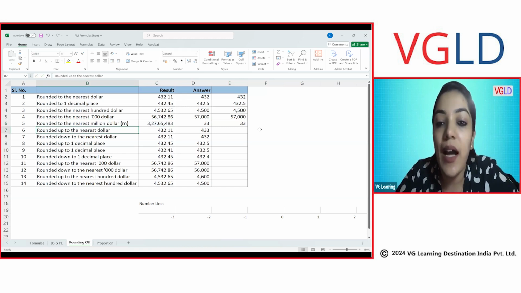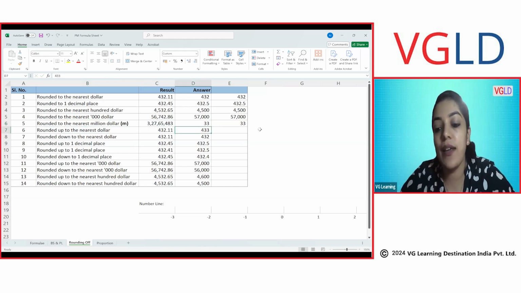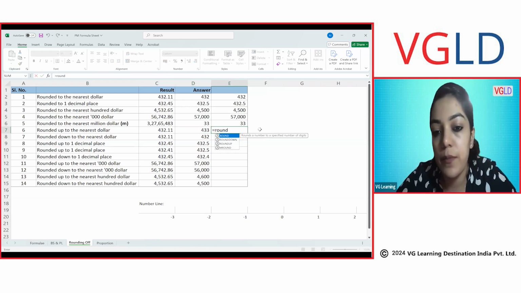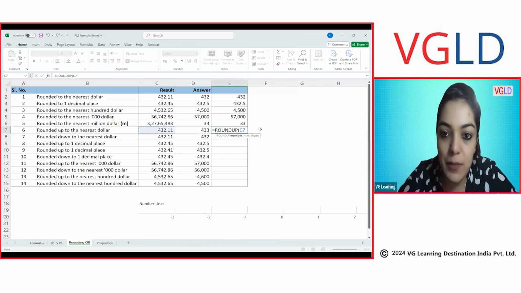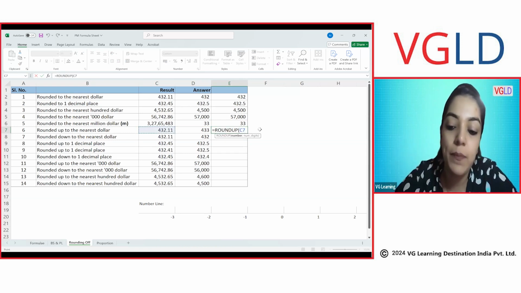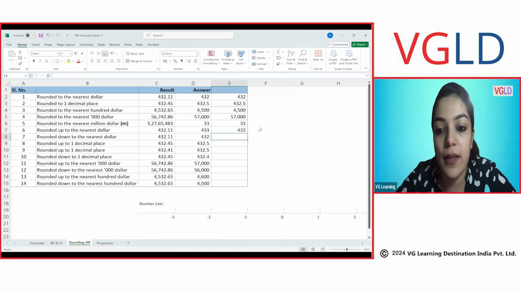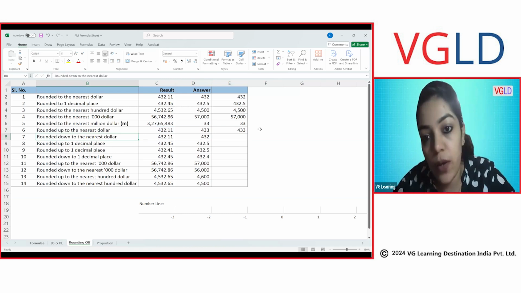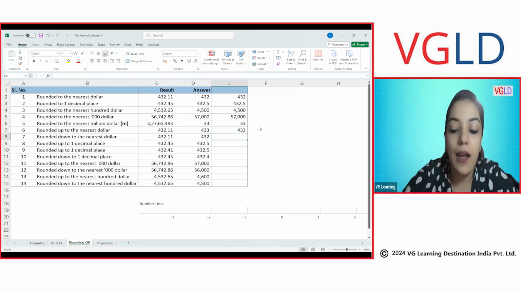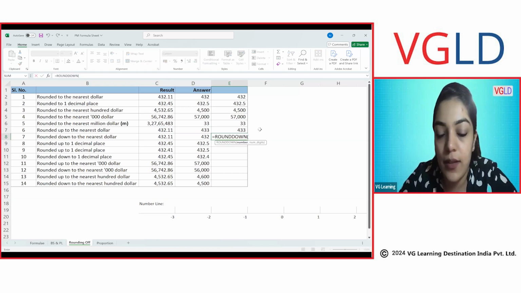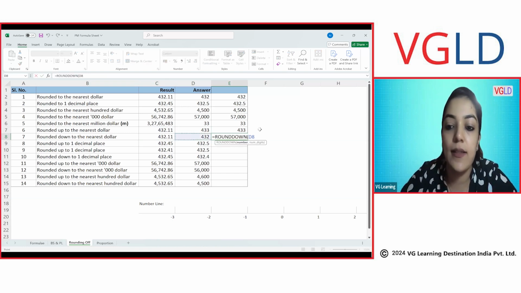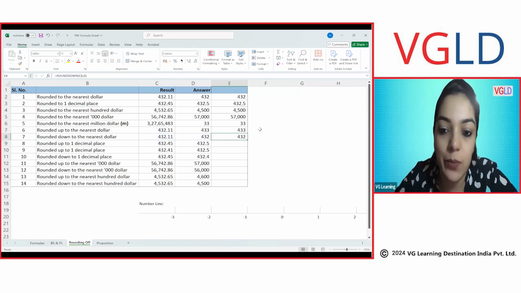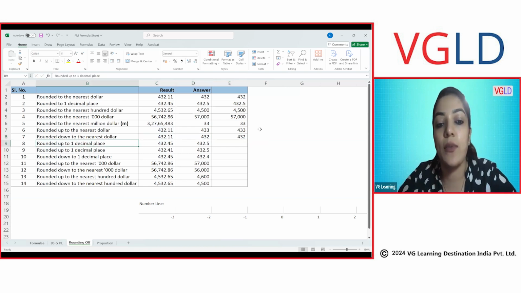Now, round up to the nearest dollar. So just like we have the round formula, we also have the round up formula. We select the number. I don't want any decimal place. Okay, so what will I put? 0. That is 433. Then round it down to the nearest dollar. Similarly, I have a round down formula in Excel. I select it, comma, 0, 432. Now you try this one.